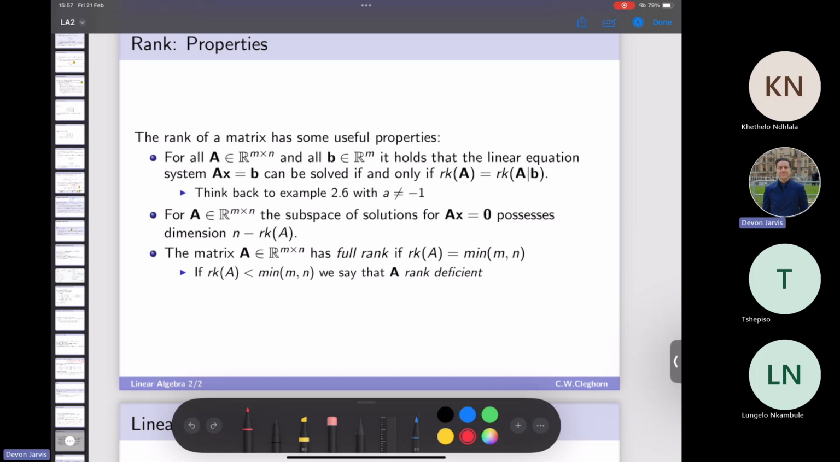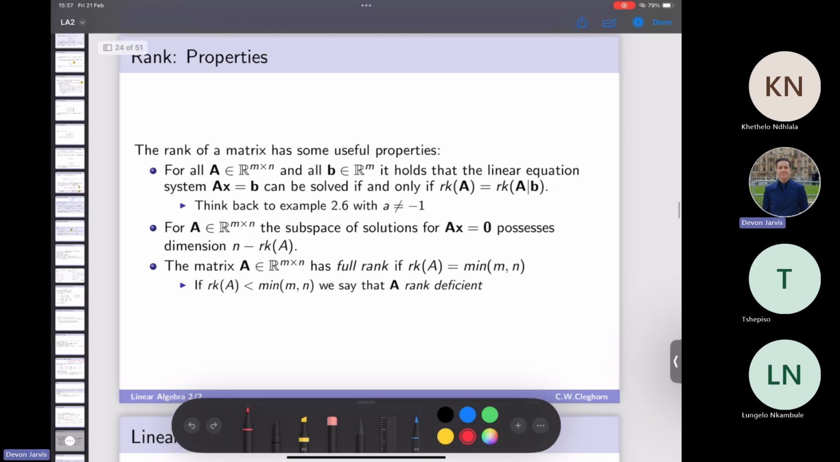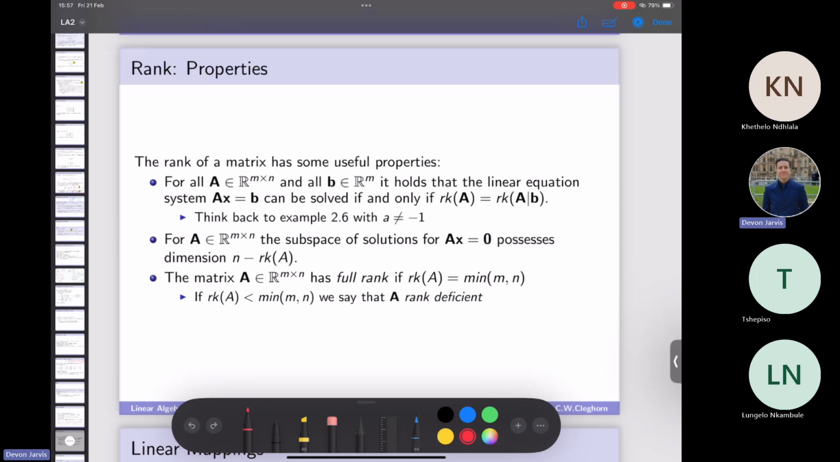So the matrix A has full rank if the rank is the minimum of m and n. Okay, we say it's full rank, whether you have more or fewer rows or columns, if the rank is equal to the minimum of those two things. It represents as much space as it can. None of your columns, or rows in that case, would be linearly dependent. Again, we'll tie this all in with the rank nullity theorem next time.